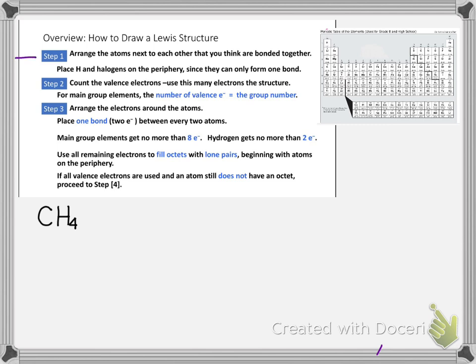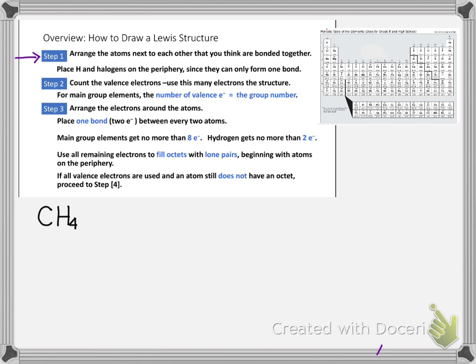So step 1, and I'll use a purple pen, says arrange the atoms next to each other that you think are bonded together. Place halogens and hydrogen on the periphery, since they can only form one bond. Okay, a single bond specifically.